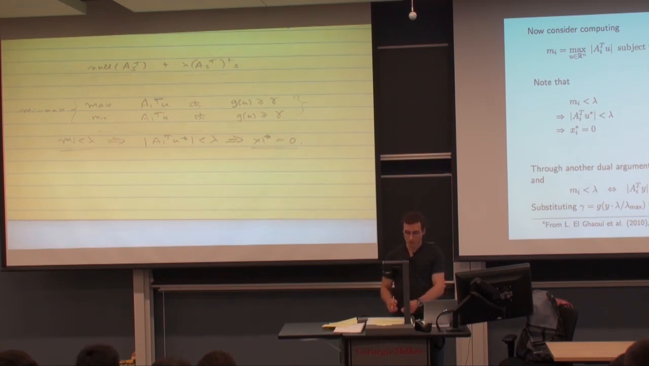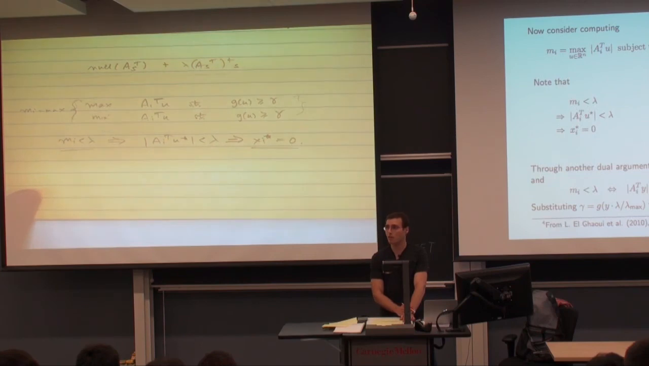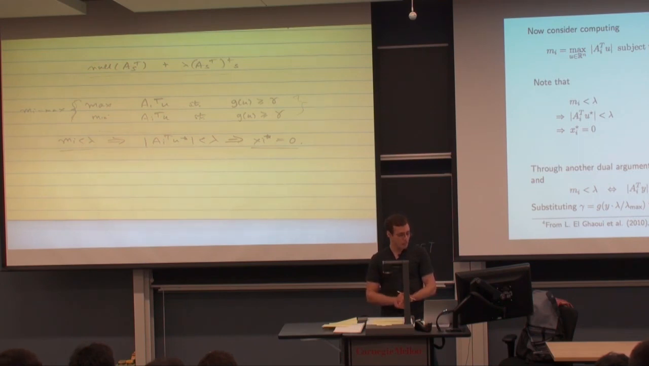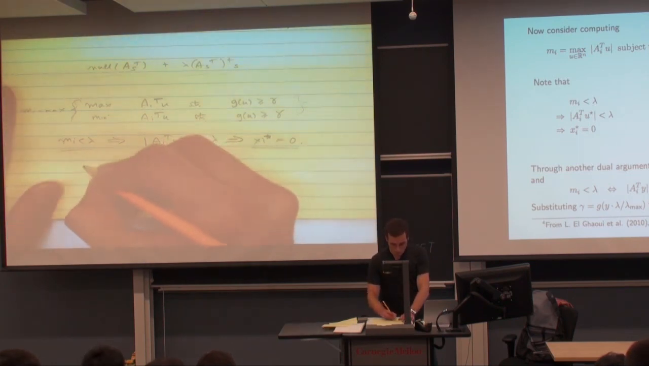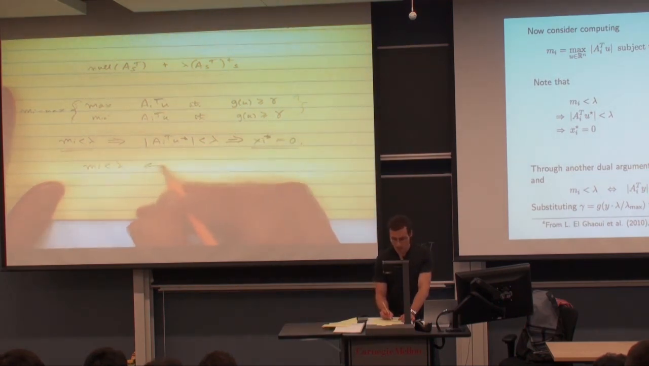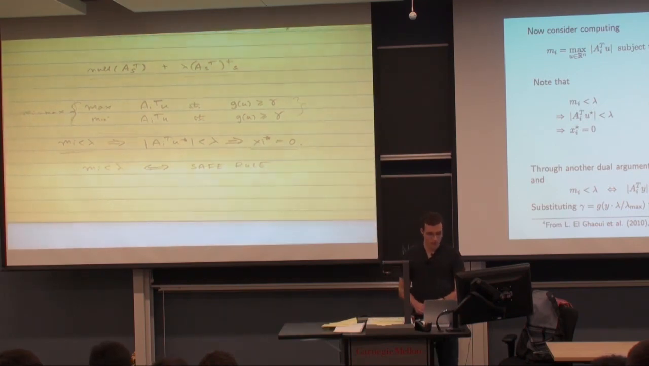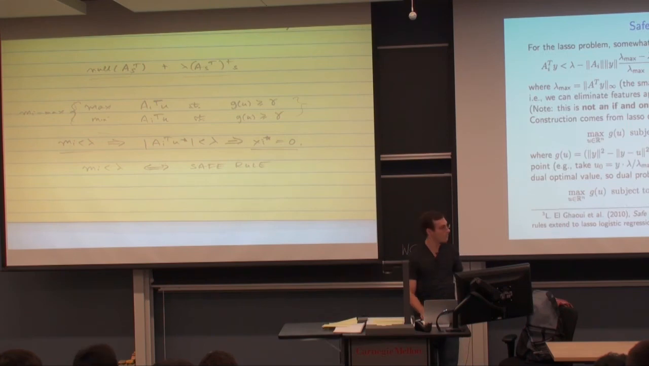And using another dual argument, we can actually solve these problems explicitly. We can look at their duals, and we can get an explicit form for what those maxima are going to be in terms of a and y and lambda. And we can write the rule m_i less than lambda exactly as the safe rule I wrote down for you on the previous slide. So this is a rule in terms of a, y, lambda, and lambda max. So that's very cool.